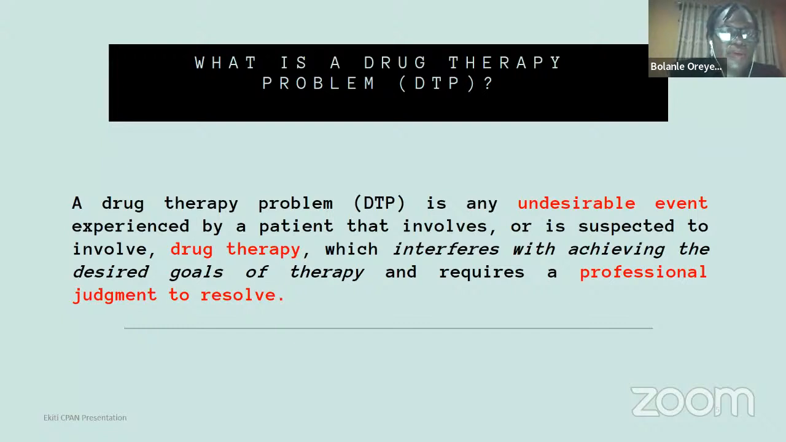Yes. Documentation. Right now, I'll say what is obtainable at my center, and then what I think we should look into doing. Right now, because there's no protocol for it yet, what we do is, I have advised that we have a book for drug therapy problems. So the pharmacist will document the name, age, and other demographics of the patient, and then identify what the drug therapy problem is.